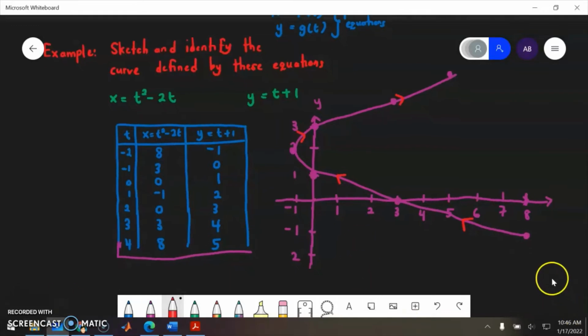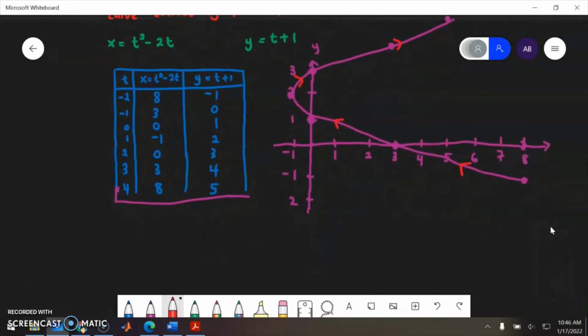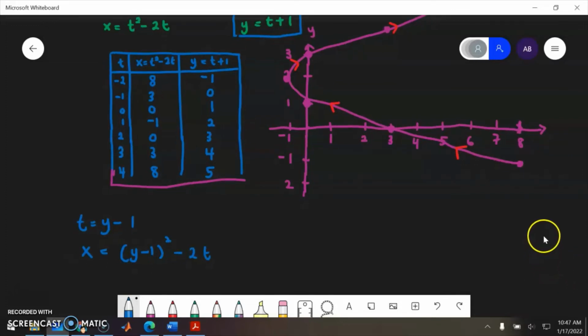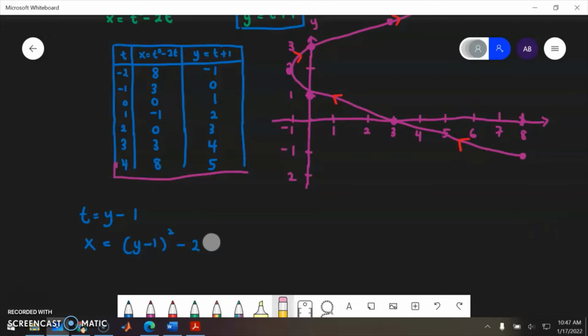So if we substitute, now we want to identify the curve. So let's say t equals y minus 1 from the second equation, into the first equation. So this is the second equation, right? So t equals y minus 1. Substitute into this first equation. What do you get? So we have x equals y minus 1 squared minus 2t. Okay, oops, sorry, t is y minus 1. I have to substitute t equals y minus 1.